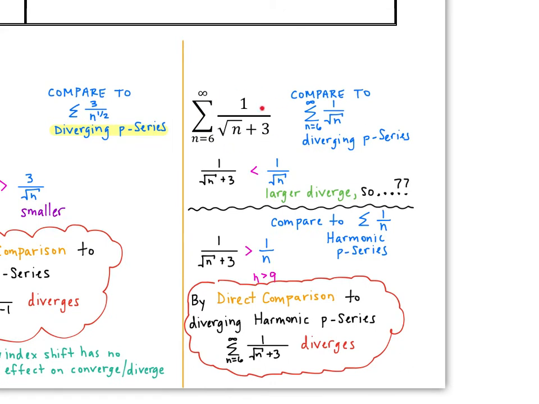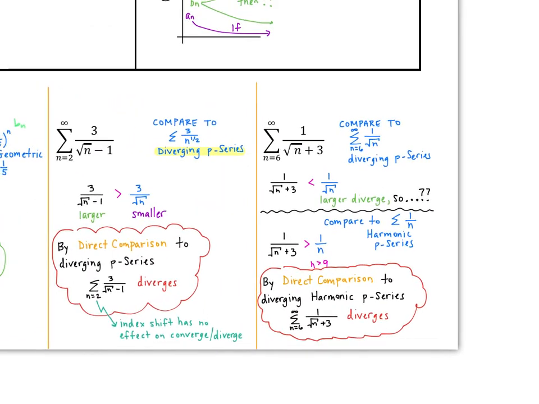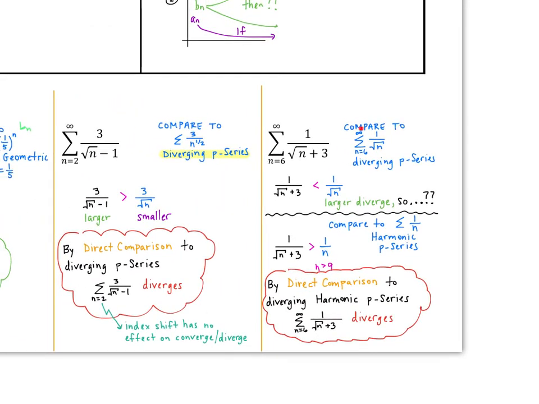If we take a look at this one here, now we have 1 over the square root of n plus 3. So similarly to the previous example, we might think, well, let's compare it to 1 over the square root of n, which is a diverging p-series. However, which one's larger now? This a sub n has a bigger denominator, so this one is smaller, okay? This one's smaller than what we're comparing it to.